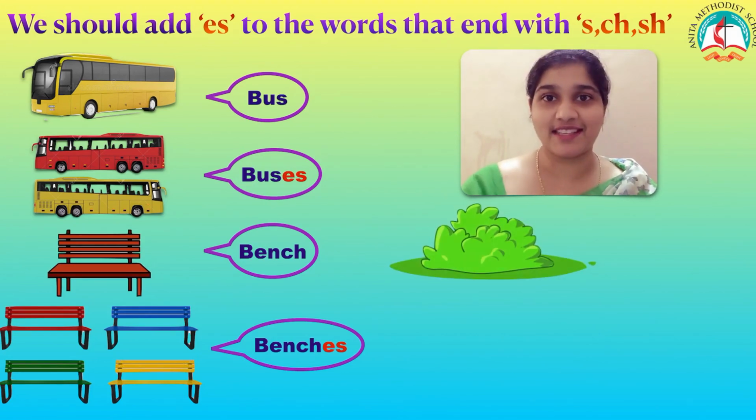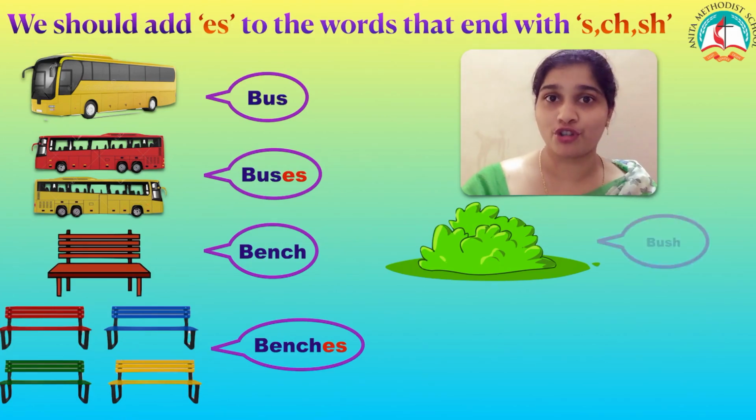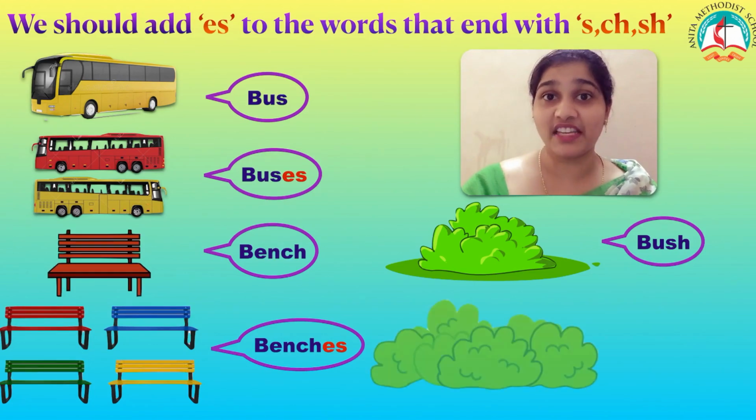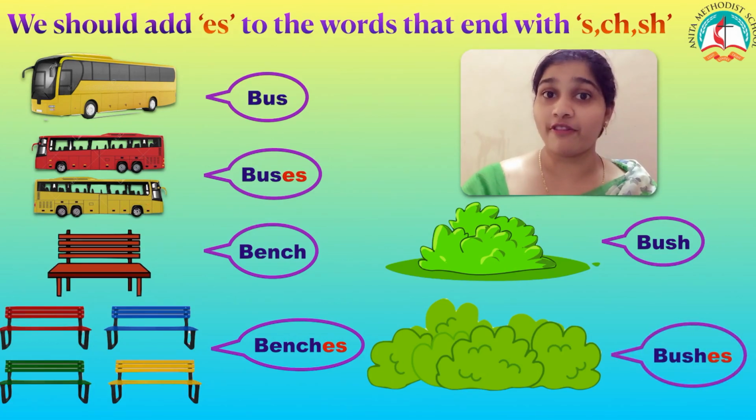Here is another example. What do you see in this picture? It is a bush. What is the last letter of this word? It is s and h. As per the rule, we need to add es to this word to change it as plural. So the plural form of bush is bushes. Hope you understood this rule.